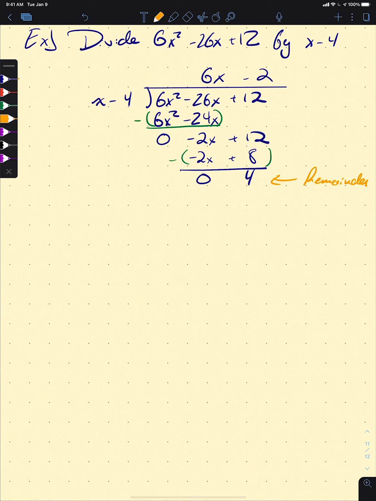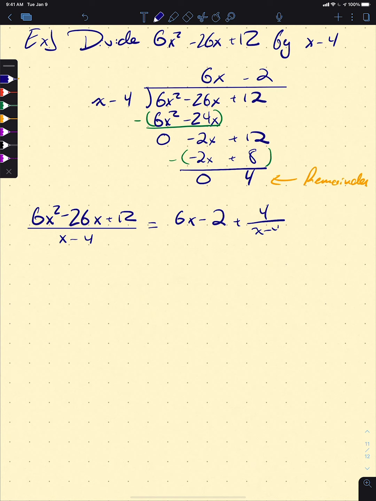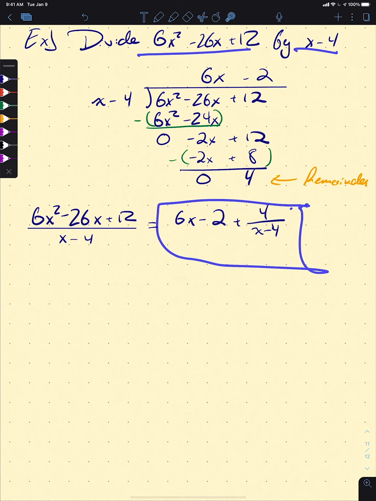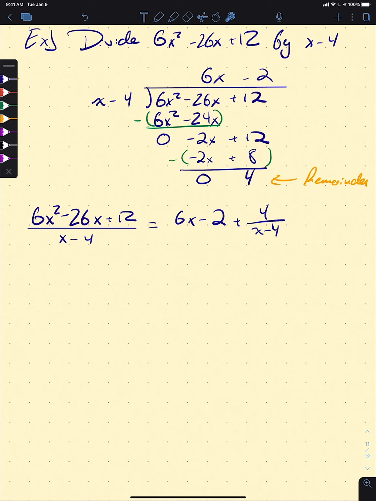Okay. Which means we can, so let's sort of write this the two separate ways, right? First way, so 6x squared minus 26x plus 12 divided by x minus 4 is 6x minus 2 plus 4 over x minus 4. Okay, so when you divide this by this, this is the expression we get. Okay, this is our quotient and our remainder.